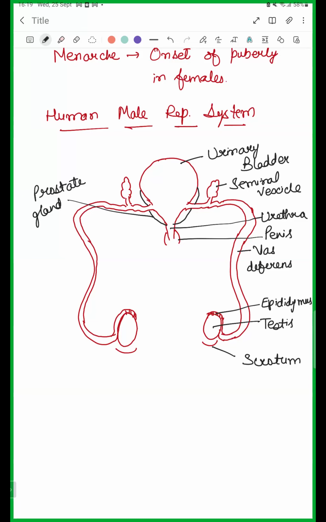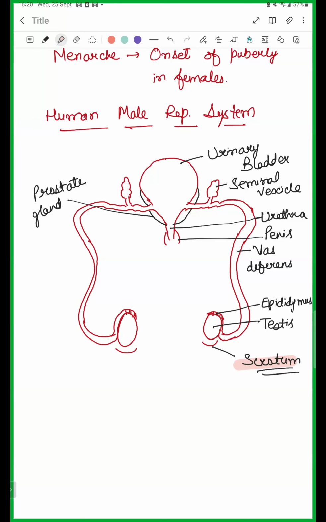Testes are the primary sex organs, located outside the abdominal cavity in a muscular bag called scrotum. This is very important. Why is it present outside the abdominal cavity? Because it provides a lower temperature, around 1 to 3 degrees Celsius less than normal body temperature, which is required for sperm production. This is a very important question which could be asked: why testis lies outside the abdominal cavity? You'll write that it requires a little lower temperature for the production of sperms.